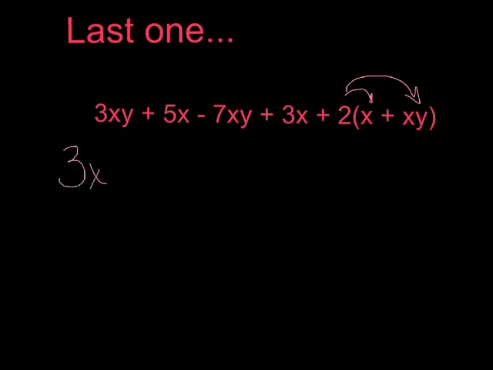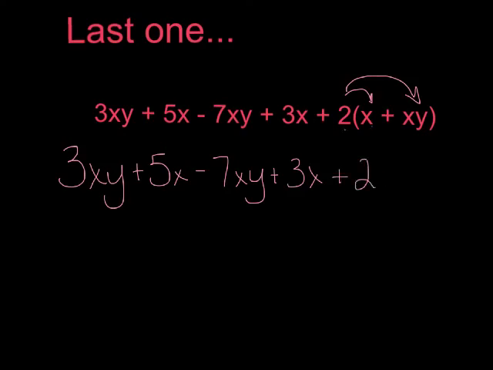We're going to copy down 3xy. We're going to copy down 5x. Copy down minus 7xy plus 3x. And then here's where it gets different. We're going to do these distributions and write down what the multiplied answers are. So 2 times x, we're going to write plus 2x. And 2 times xy, we're going to write plus 2xy.